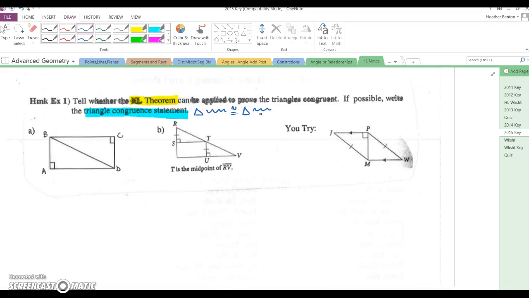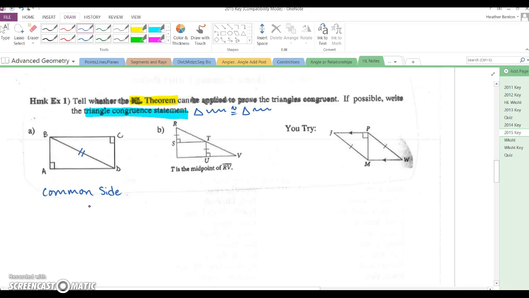Alright, so let's go through the checklist. First of all, do I have arrows? No, no arrows. I'm looking here at the first figure. Do I have a common side? Aha, yes, common side. And so let me put tick marks on BD because that is the bottom of the top triangle and the top of the bottom triangle. I cannot use alternate interior angles here because I do not have those arrows.